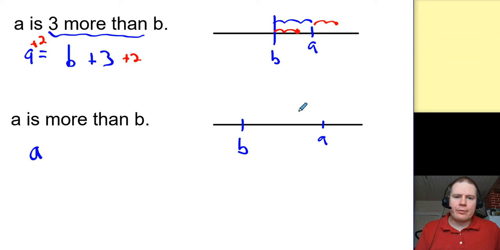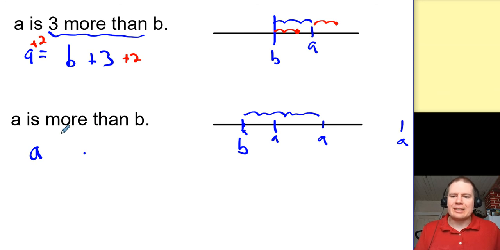But I don't know how far it is between them. I know A is more than B, but I don't know how far I need to go. Is it 1 step or 17 steps or half of a unit? Right? Maybe A is over here. Maybe A is way over here. Maybe A is right here. Right? I just know that it's more than B. I can't set up this firm equation. I don't have a fixed distance separating the two.